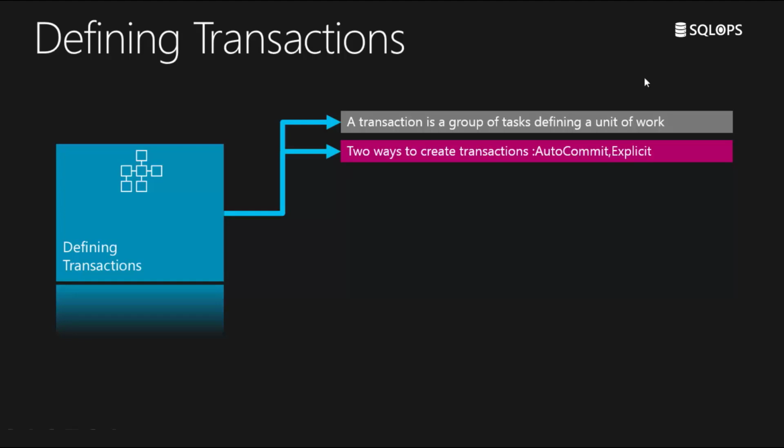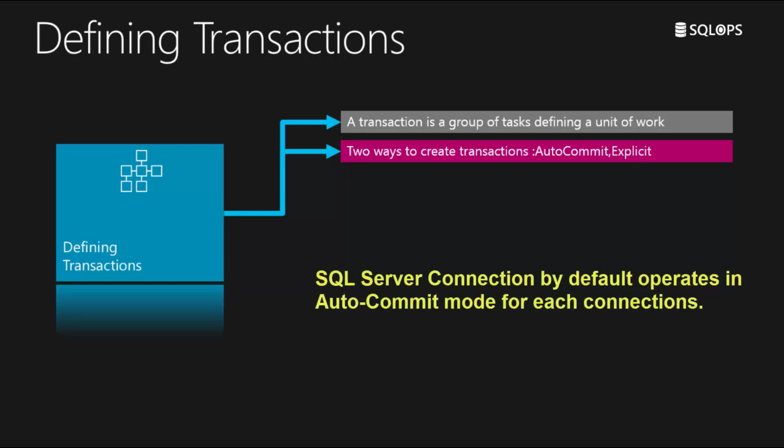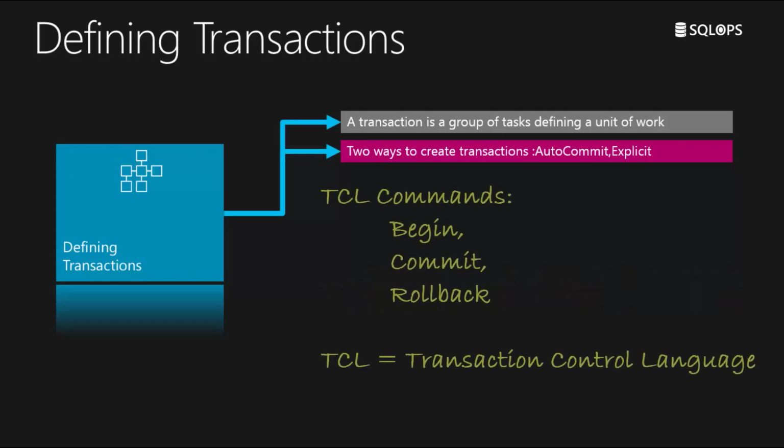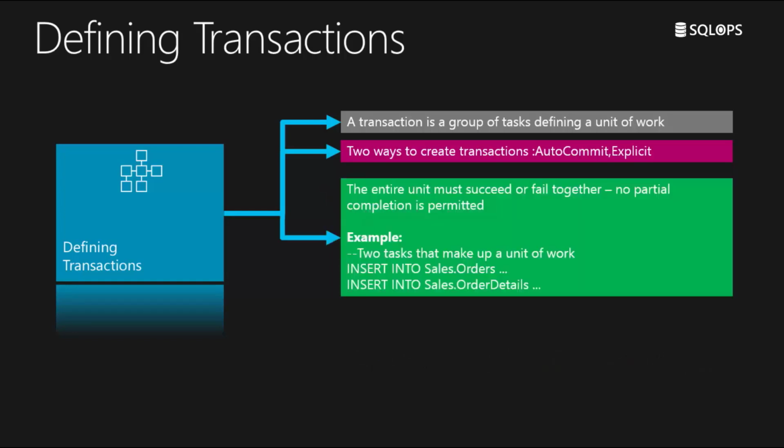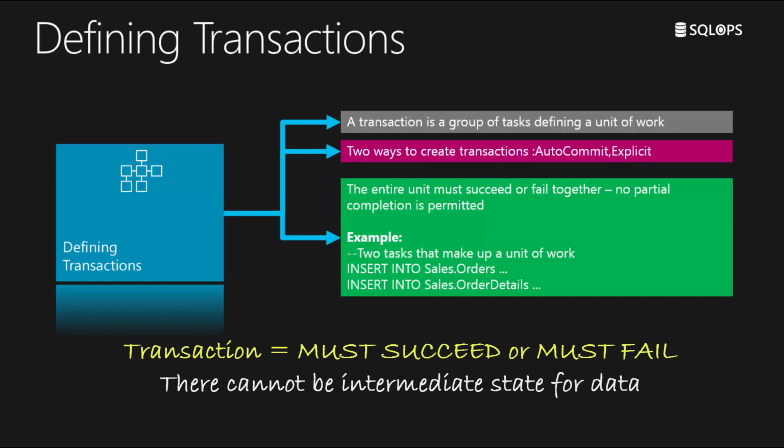A SQL Server connection operates in auto-commit mode whenever this default mode has not been overridden by explicit transactions. User-initiated transactions are created through the use of transaction control language commands that begin, commit, or roll back the work based on user-issued code. TCL, or Transaction Control Language, is a subset of T-SQL. The primary characteristic of a transaction is that all activity within a transaction's boundaries must succeed or must all fail. No partial completion is permitted.